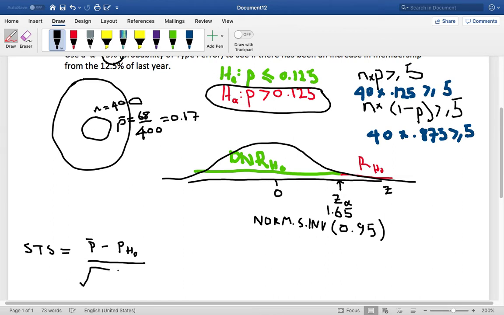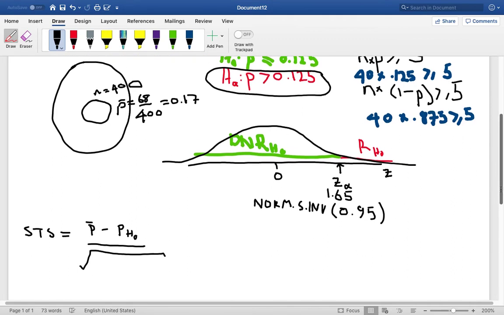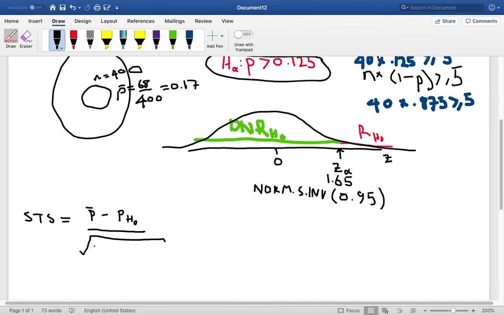And then we're going to divide that by the square root of P of h0. Again, P of h0 we said is going to be 0.125. We're going to multiply that by 1 minus P of h0. And we're going to divide everything in the square root sign by the sample size, and the sample size was 40.